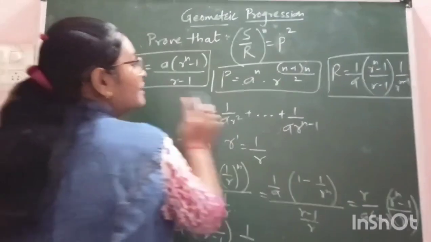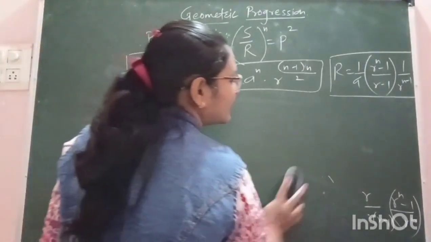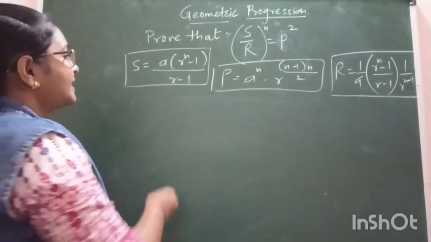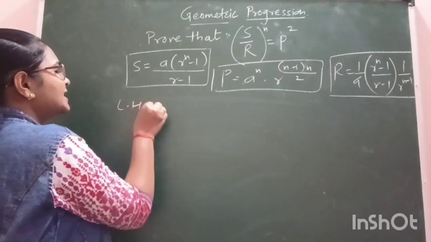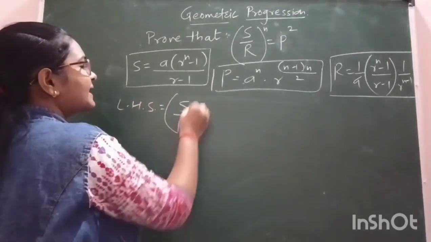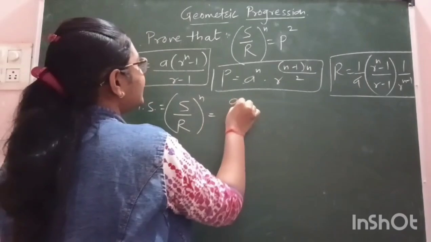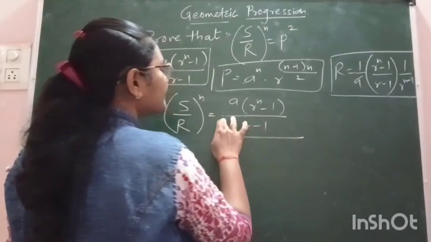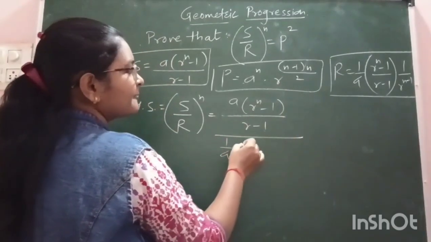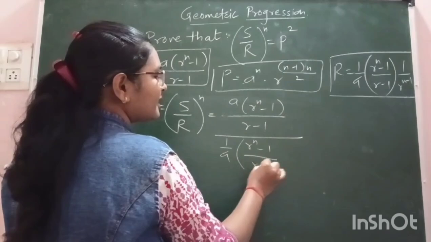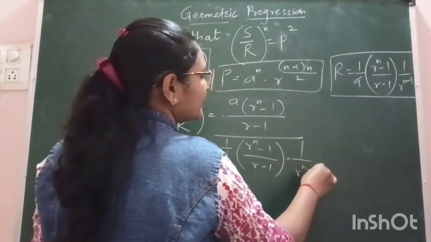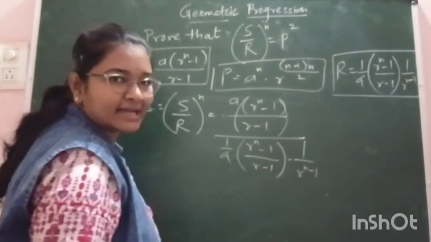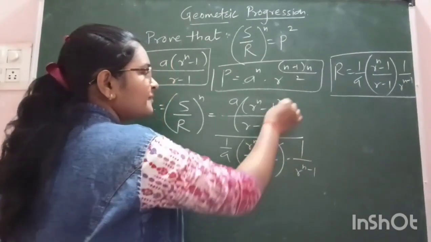So now we have to consider the LHS part. What is LHS? LHS is given s upon r, bracket raised to n. What is s? Please put the values. A into r raised to n minus 1 upon r minus 1. And what is r? R is 1 upon a into r raised to n minus 1 upon r minus 1 into 1 upon r raised to n minus 1. Dear children, if we see properly, this bracket and this bracket are exactly equal. That's why we can cancel this.